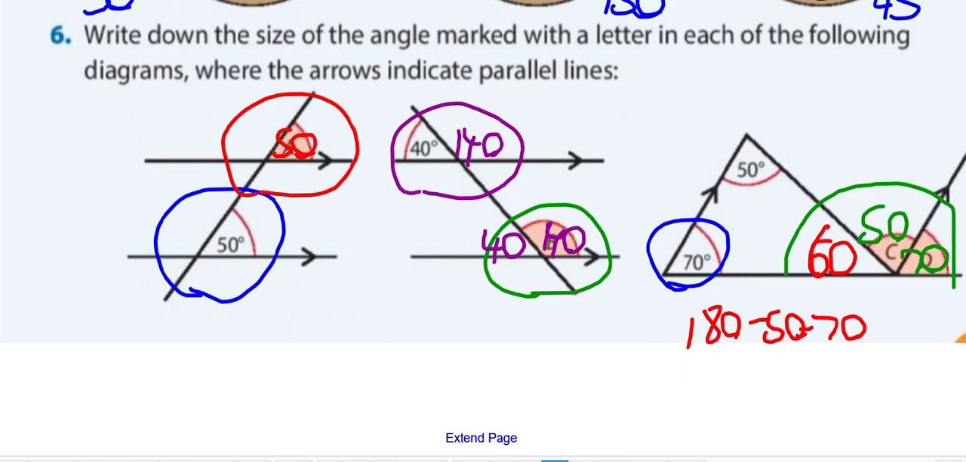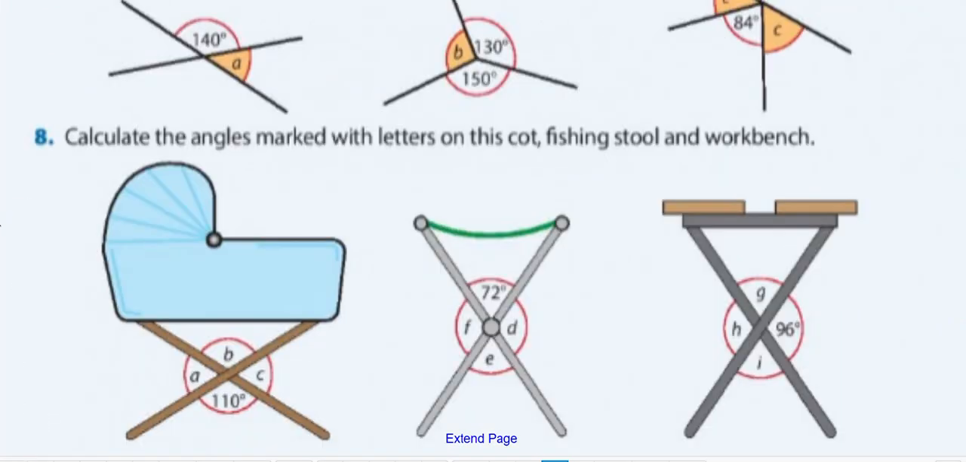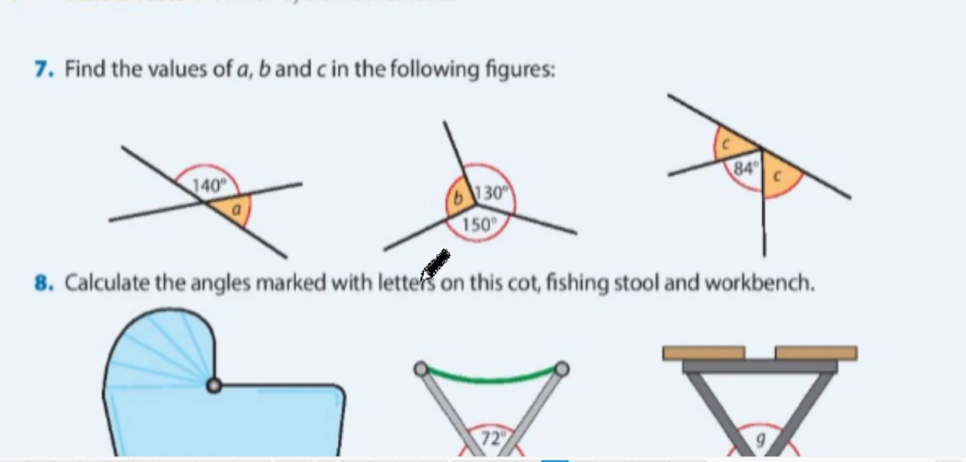Well, good. Okay. Next one. I think this one has to be 40. Is everybody okay with that? It has to add up to 180. Can anybody tell me what B is? 80. Why?